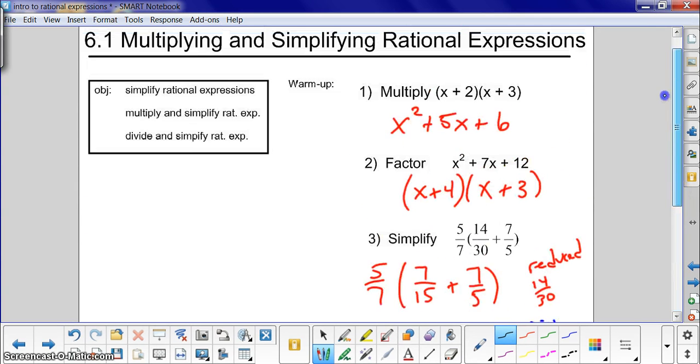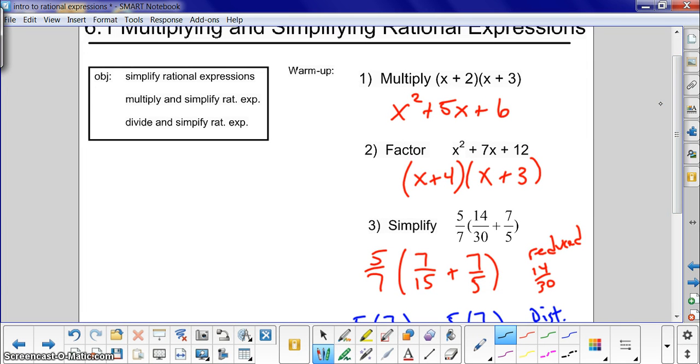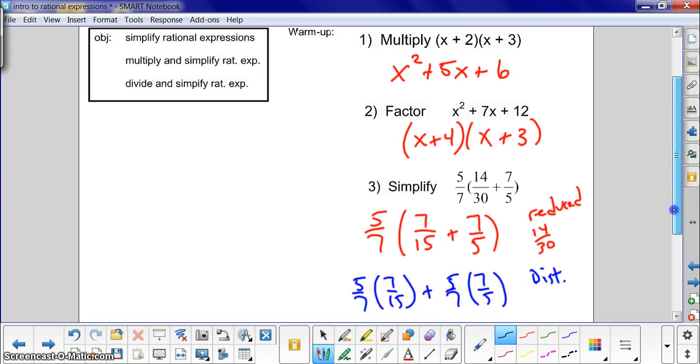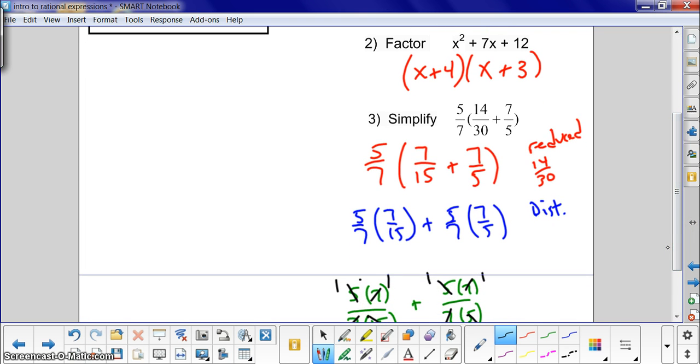Okay, so here are the 3 problems. Number 1 should have been very straightforward, x squared plus 5x plus 6. Number 2, a very simple factoring problem of a quadratic into x plus 4 times x plus 3. And then number 3, let's talk about what I did here. First thing I did is I saw that 14 over 30 had a common factor of 2. 2 times 7, 2 times 15. So I reduced the 2's out and I reduced 14 over 30 to 7 over 15.